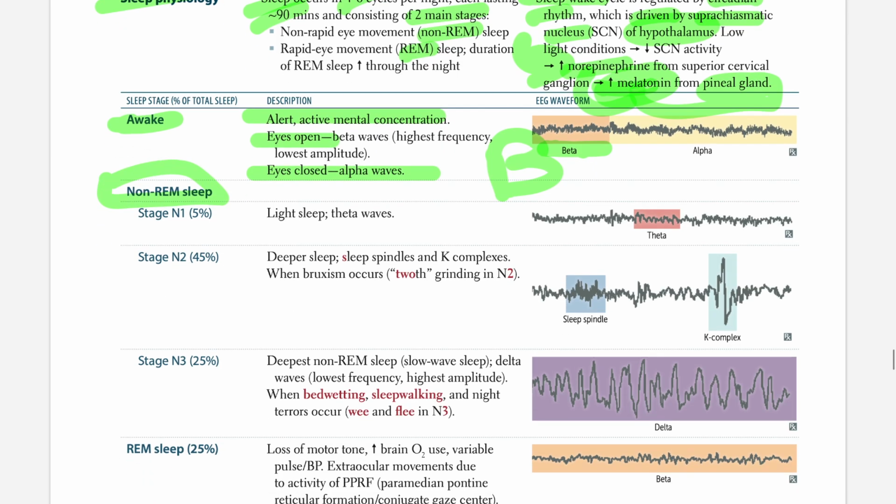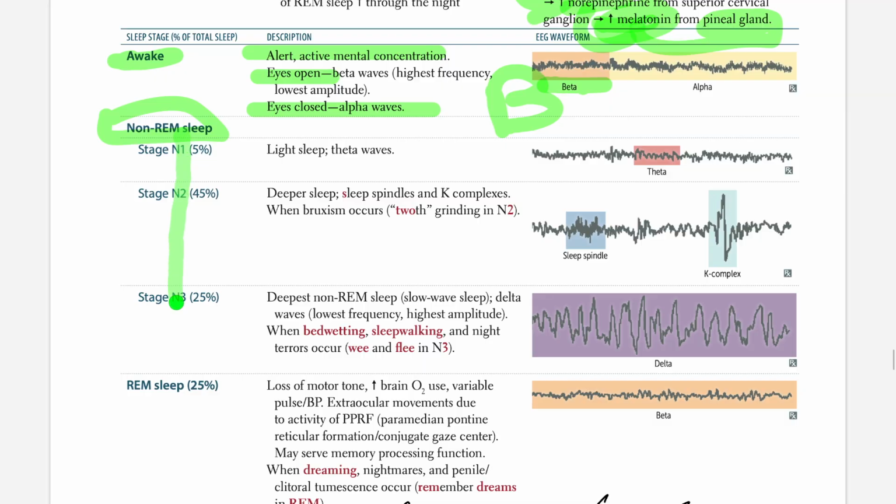Non-REM sleep has 3 stages: N1, N2, and N3. In N1, you just have a light sleep. You're just falling into sleep. In N2, you have a deeper sleep. N3 is the deepest sleep. You are in the deepest sleep. Your mind is just blank, doing nothing, just sleeping.